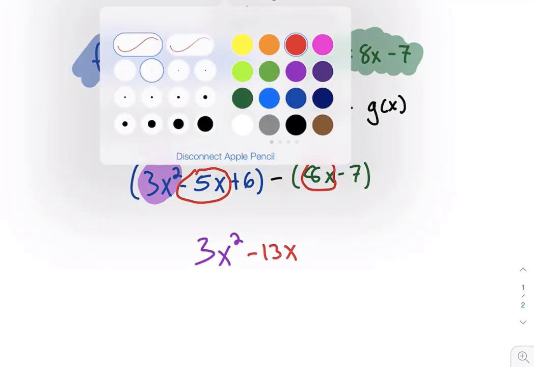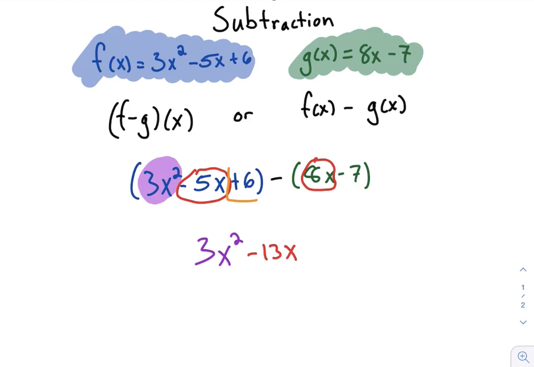So then the next term I'm going to look at is the constant term, which we have a plus 6 and a minus 7. So I'm going to take 6 minus negative 7. I have to make sure I take into account both the minus sign that's between the two functions and the negative sign that's in front or to the left of the 7. So plus 6 minus negative 7. Remember, when you're subtracting a negative, it's like adding the two numbers. So plus 6 minus negative 7 is like 6 plus 7, which is a positive 13 or plus 13.